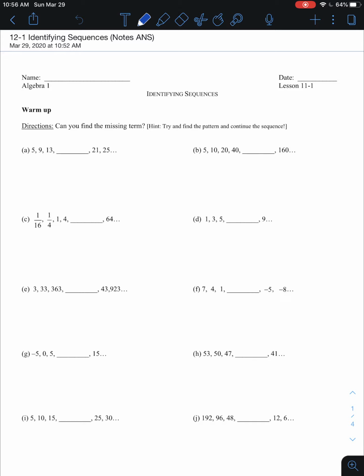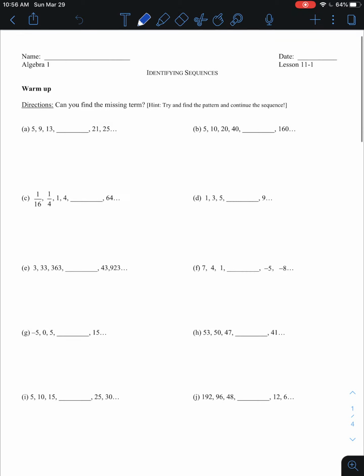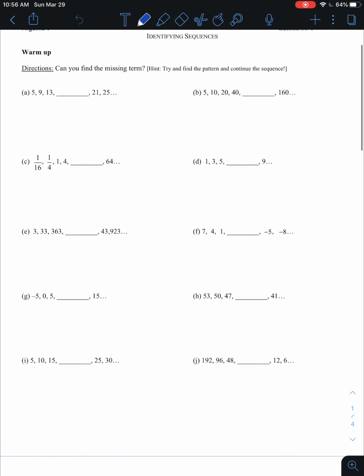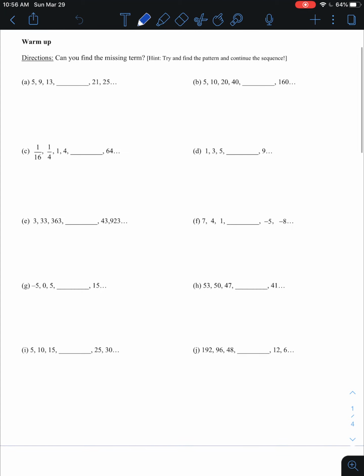Hi everyone! Today we're going to look at the first lesson for our next chapter, which is chapter 12, sequences. So for the first lesson, we're just going to identify sequences. So what I want you to do, there's a warm-up here for you. It's a little bit on the longer side, but we're asking you to find the missing term.